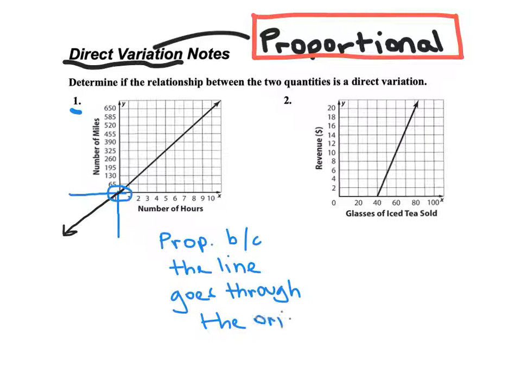That is a really easy way to tell if a relationship is proportional. So the number of hours is proportional to the number of miles. And again, if I just eyeball my graph and my line goes to the origin, that's proportional.